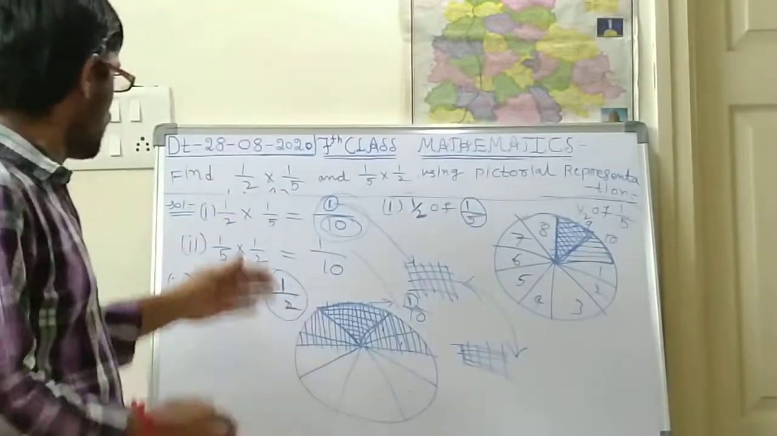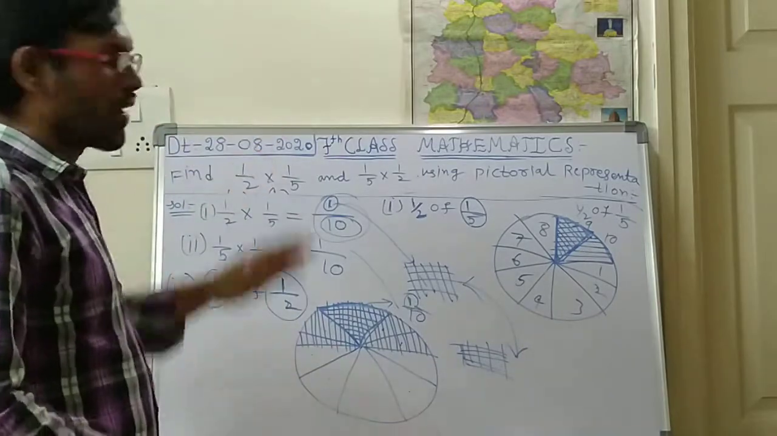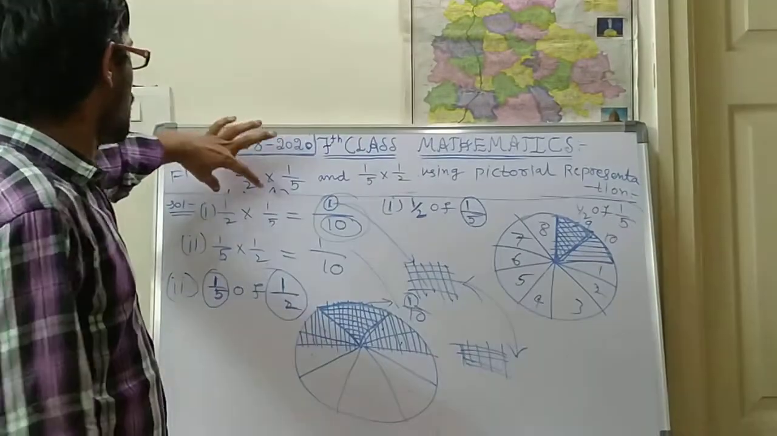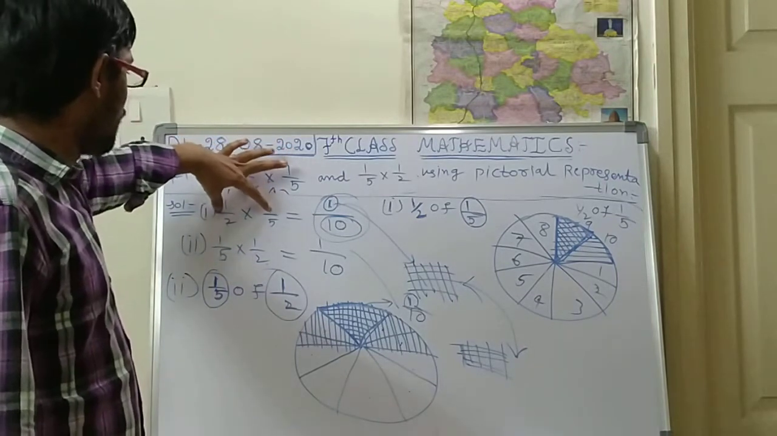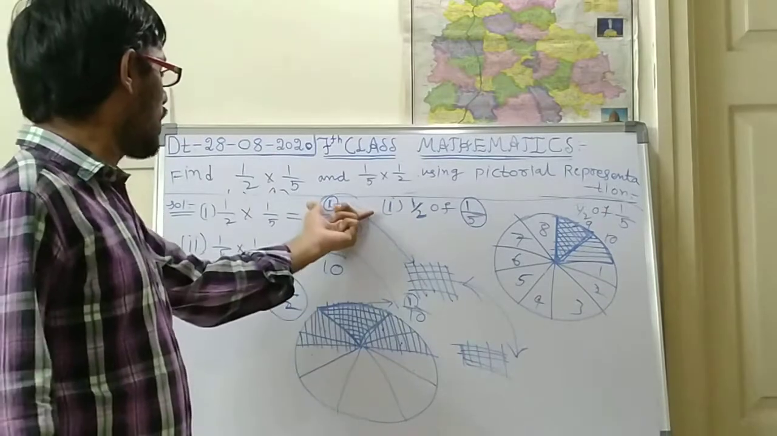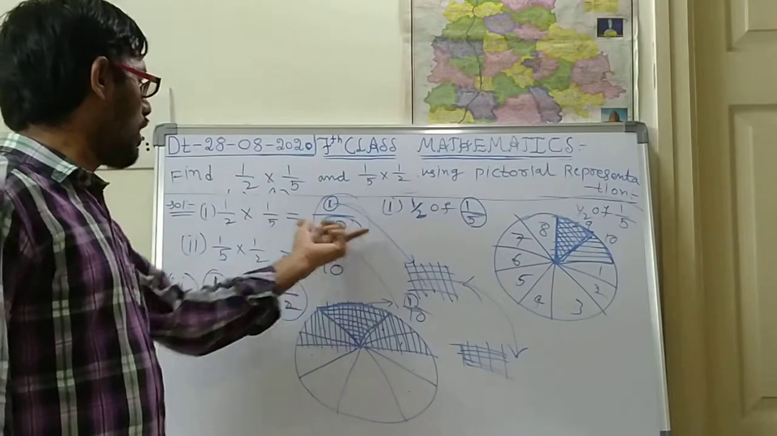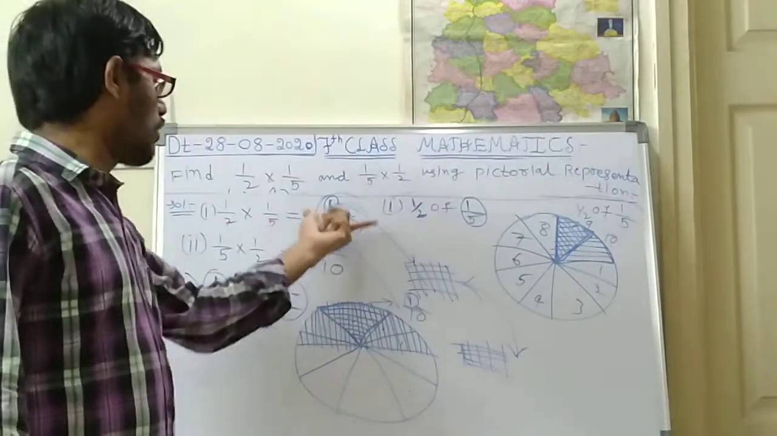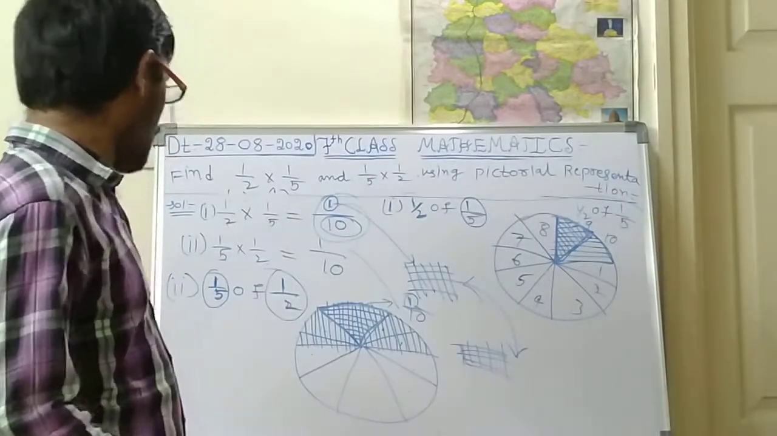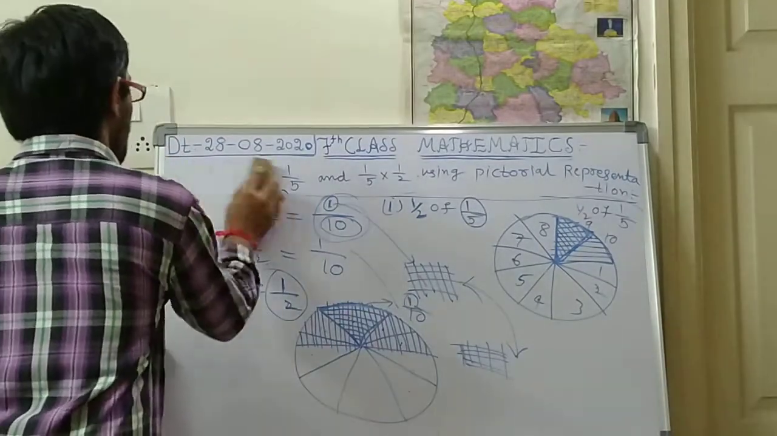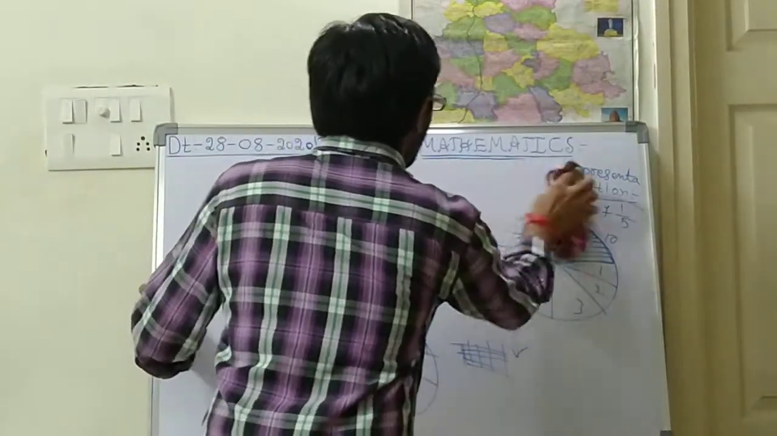And one more thing: multiplication of two fractions means you have to multiply the product of two numerators by the product of two denominators. Whatever the result is, in the numerator will be the product of two numerators, and in the denominator the product of two denominators. Then only you will get the correct answer. Okay, so this is about some problems. Now I will give some problems as homework to you, so try to do them very easily.